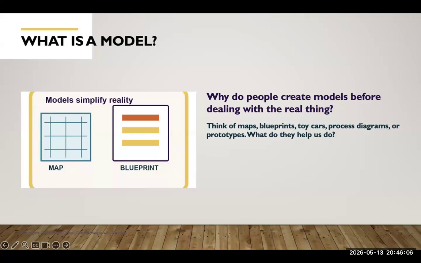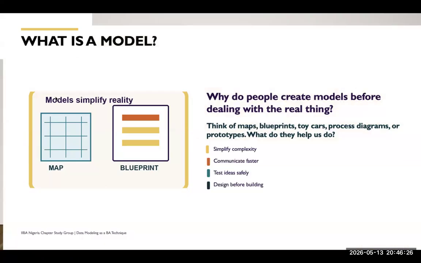So models can be blueprints. They can be things or prototypes that help us understand the things that we're dealing with, right? Think of maps, blueprints. It helps to simplify reality. It helps us simplify complexity. It helps us to communicate faster. It helps us to test ideas safely. It helps us to design before building. Let me see, okay, no, it's still more.